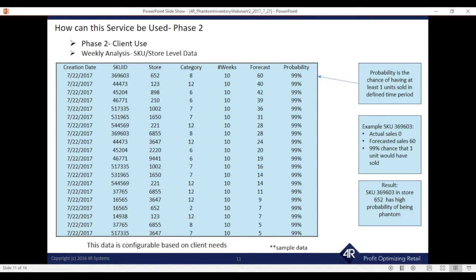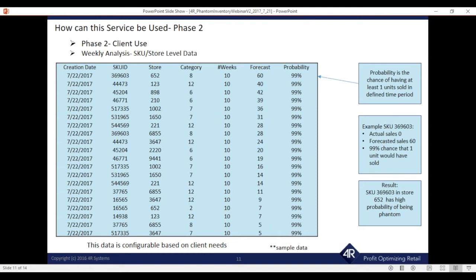So phase 2 of the service is how our clients are using this data that we're providing them through our analysis. This is an example of a SKU store output that we would generate on a weekly basis for our customers. This allows them to key in on stores and specific SKUs with high probability of phantom inventory.